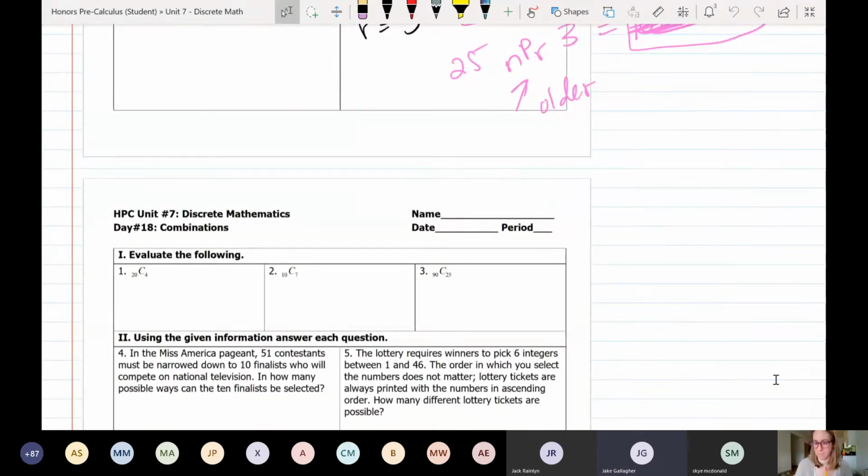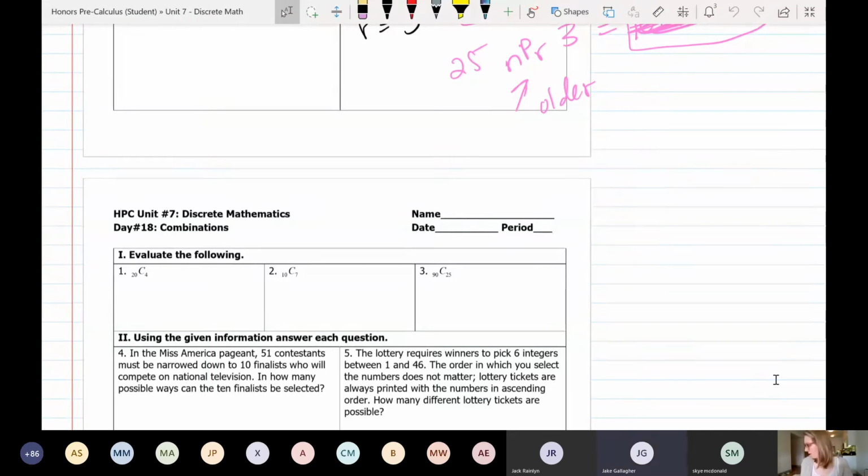Is nPr interchangeable with n factorial over n minus r factorial? Yes, that is the formula. So when you type into your calculator nPr, it knows the formula is n factorial over n minus r factorial. That is the formula for nPr. So I could just do that instead if it was more convenient? Sure. All right.